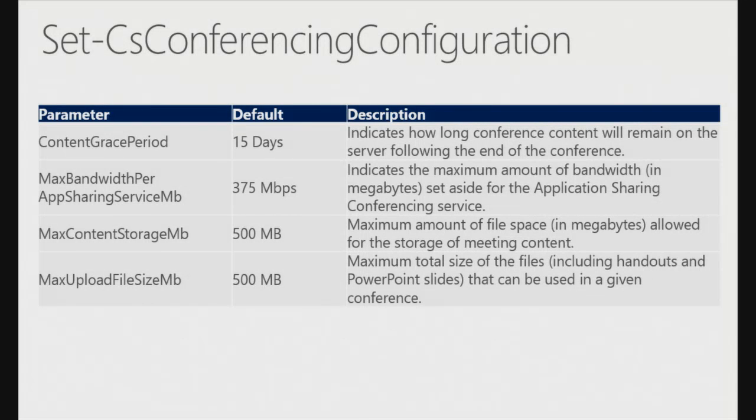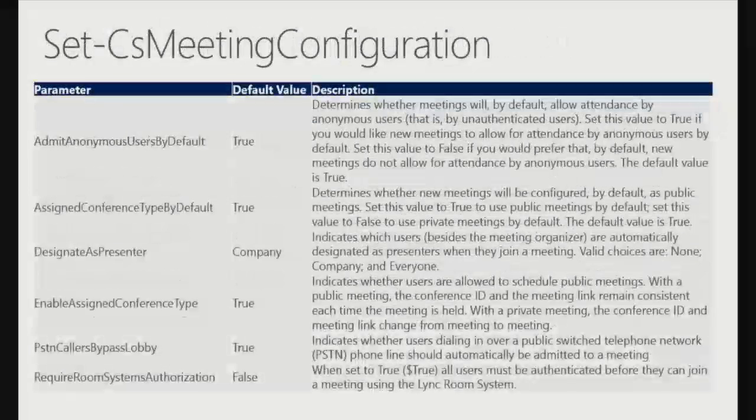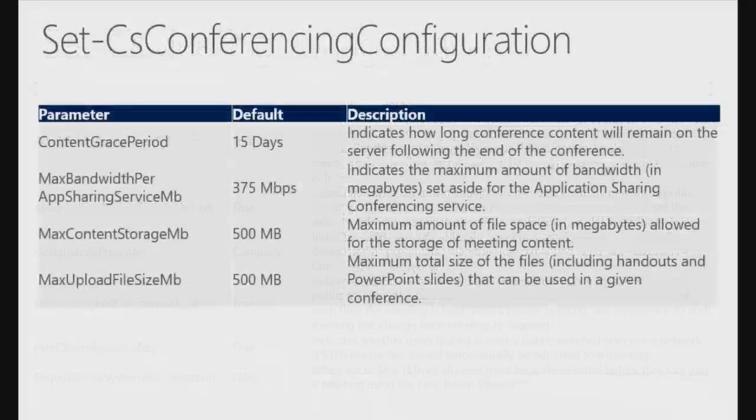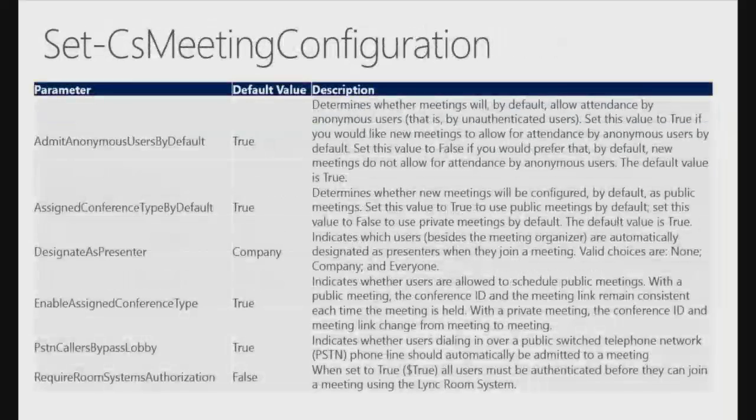And you can also set some bandwidth policies on the app sharing service, on the server side, but I've never done this in real life. And there are some other settings you can do in the CS meeting configuration. For example, here you specify whether meetings are default, yes or no, the assigned conference, who is presenter, whether PSTN callers bypass the lobby, yes or no, all of these things. So you have two ways of configuring it: the CS conferencing configuration, and the CS meeting configuration.